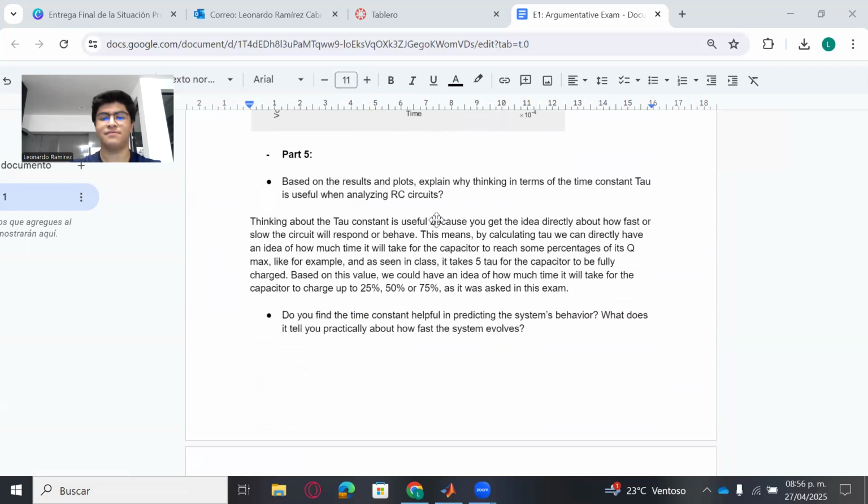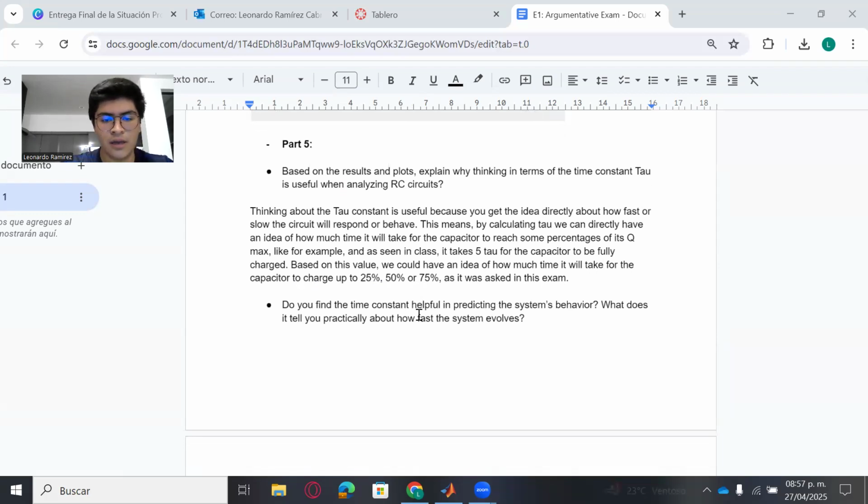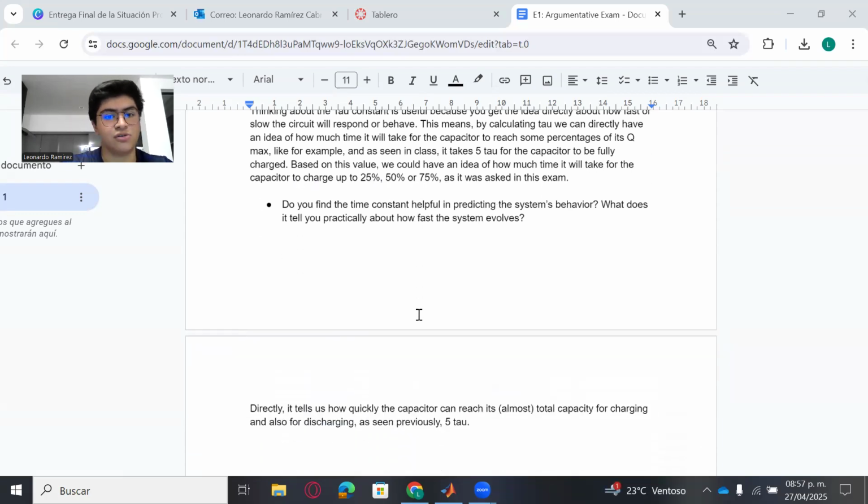And based on the results and plots, why is thinking in terms of tau useful? Well, the tau constant is useful because you get the idea directly about how fast or slow the circuit will be. This means by calculating tau, we can directly have an idea of how much time it would take for the capacitor to reach some percentages of the Q max. Like for example, in a class setting, it takes about 5 tau for the capacitor to be fully charged, or we can have an idea of how much time it would take to charge until some specific percentage, as it was asked in the exam, actually.